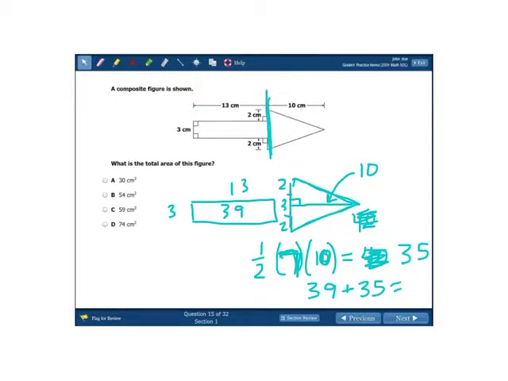So 30 and 30, 60, plus 9 and 5, that's 14, so 74. 74? Yep, there it is, D. All right, guys, I'll do the rest of these at work. You do the rest of these by continuing to watch the video.